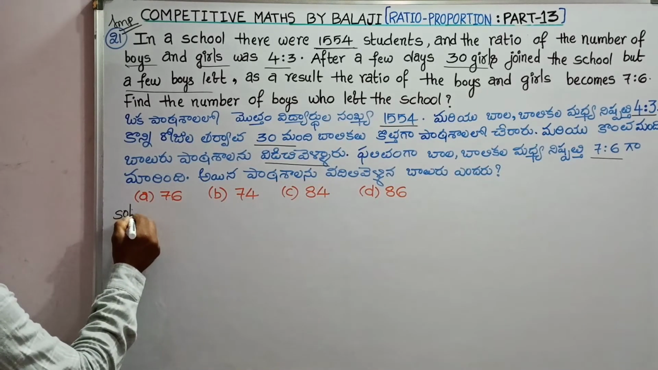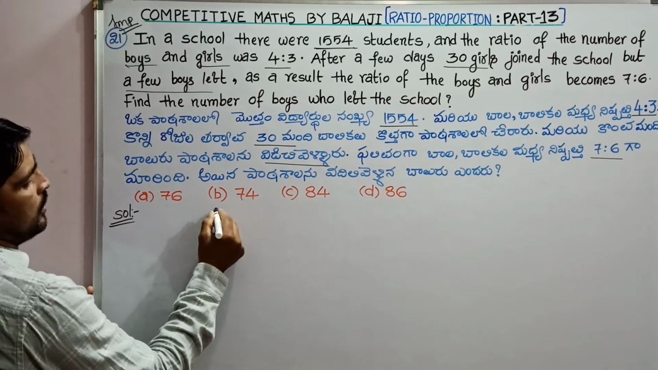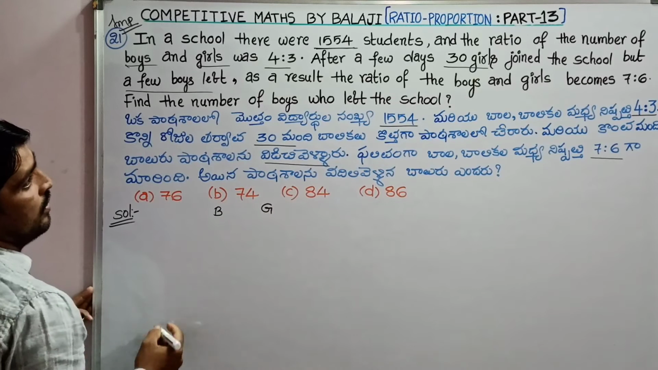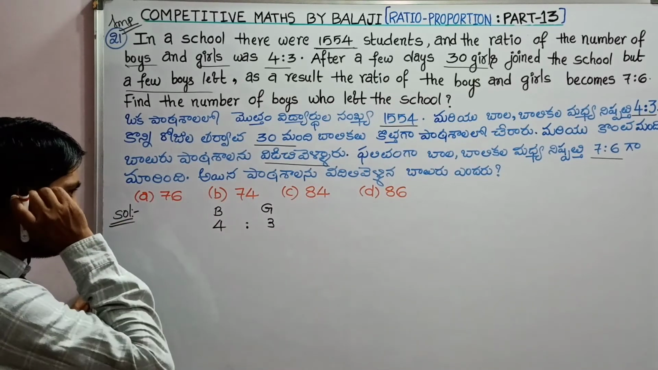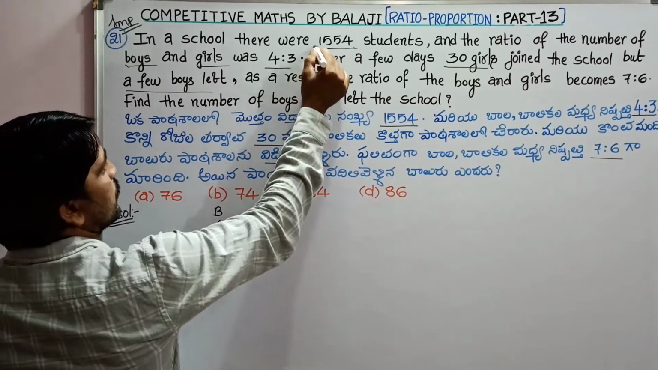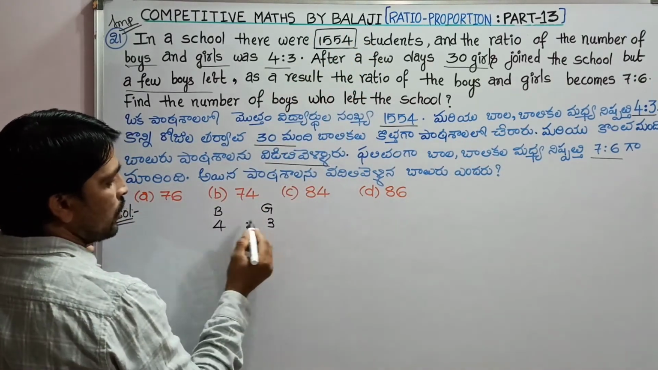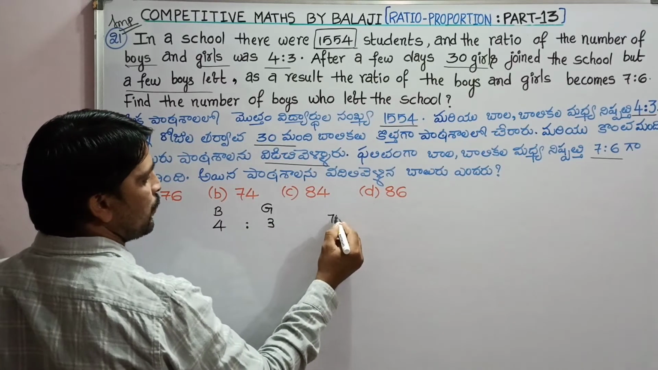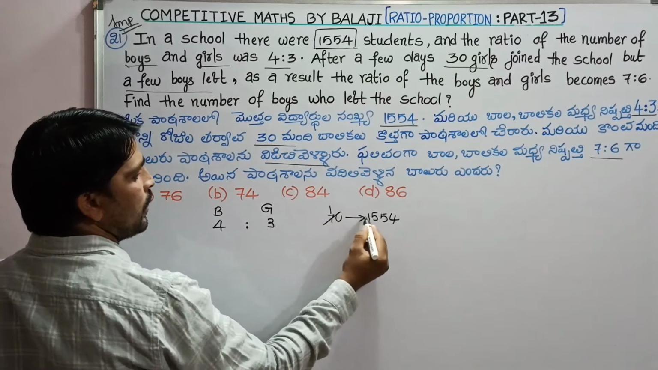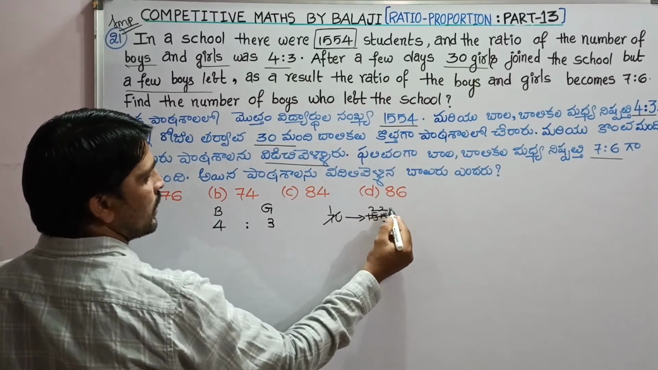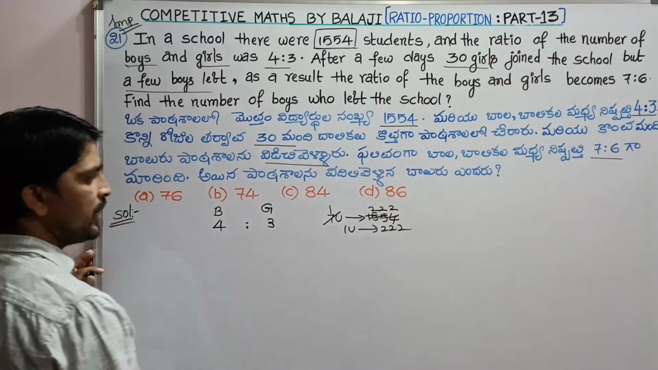Solution. Let us see it by two methods. So boys to girls, the initial ratio between them is 4:3. Given that total students in the school are 1554, that is total ratio 4 plus 3, 7 units value is 1554. Then 1 unit value is 222.